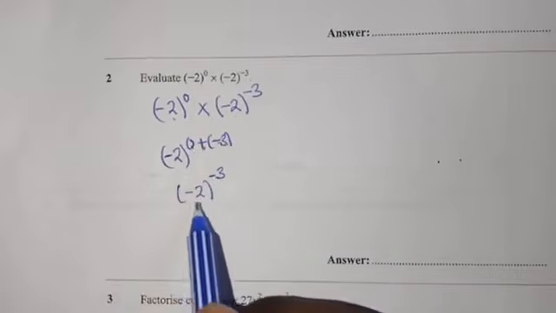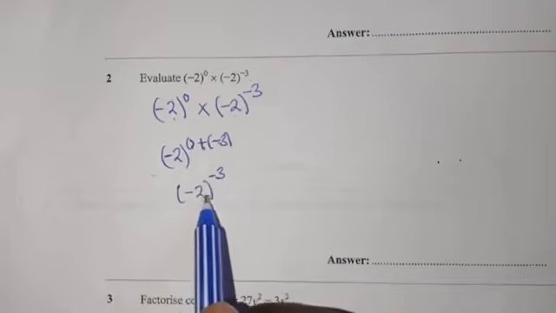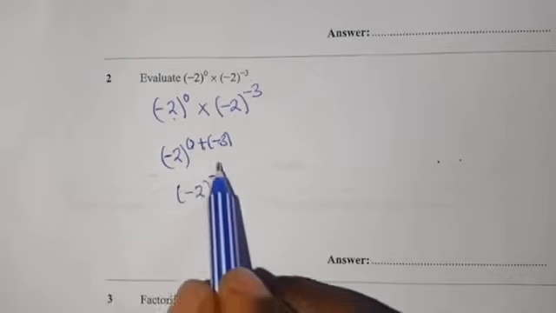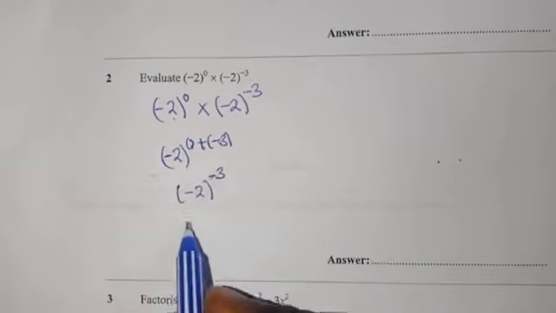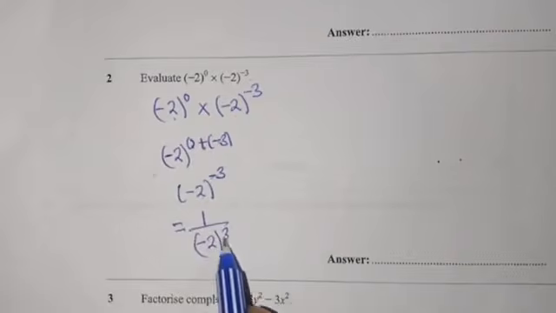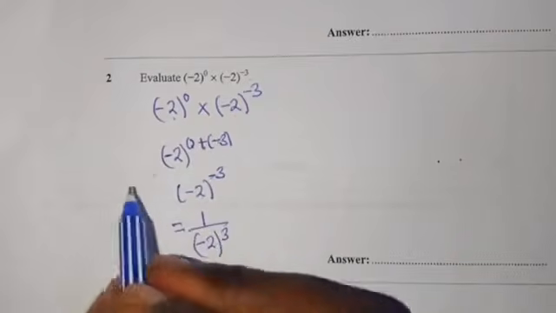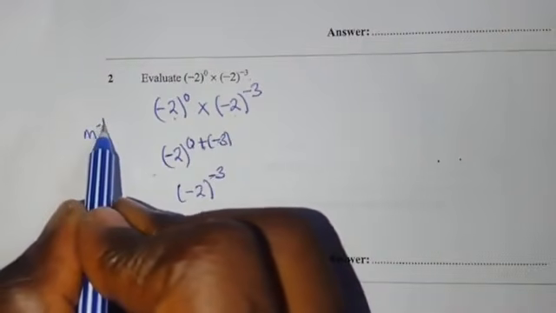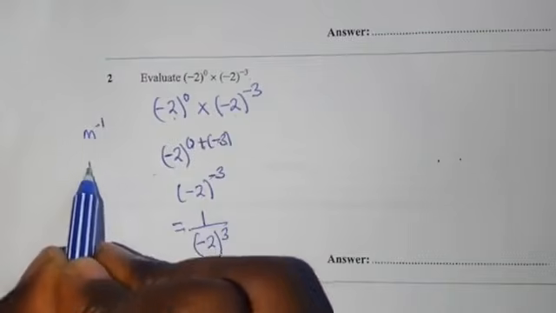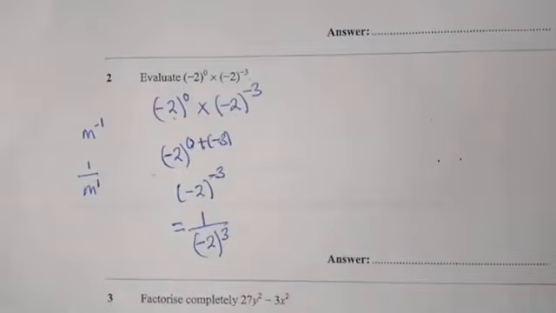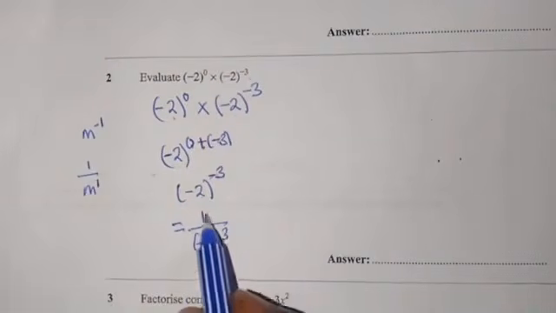Now here we have minus 2 raised to the power of minus 3. We can't leave our answer in this form with a negative power. So we are going to rewrite this as 1 over (-2) raised to the power of 3. One of the laws of indices I've used is this one: if you have m raised to the power of minus 1, you can write this as 1 over m raised to the power of a positive 1. So this is what I've done here.